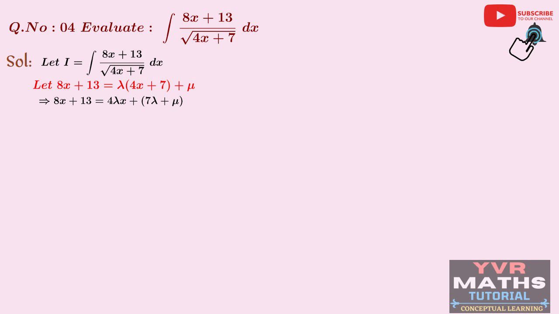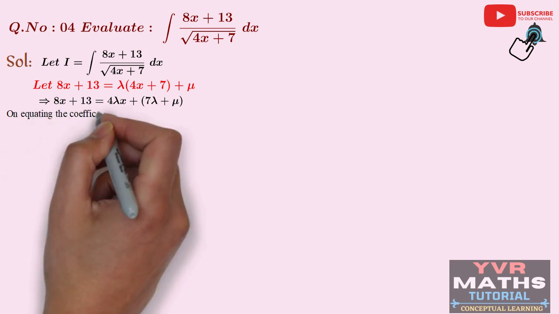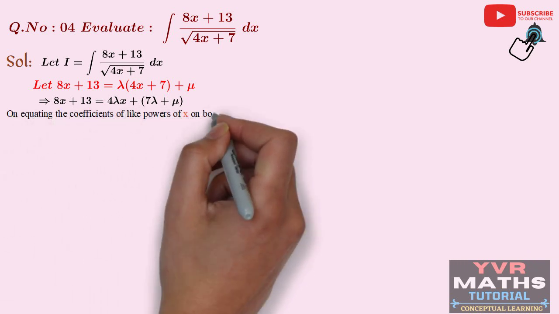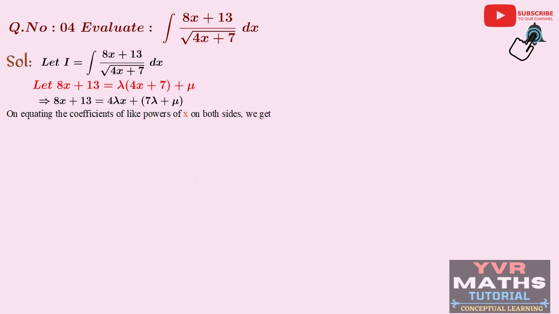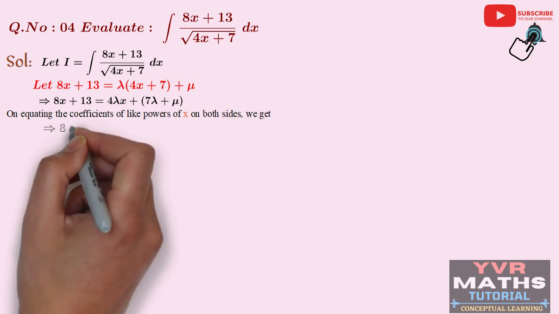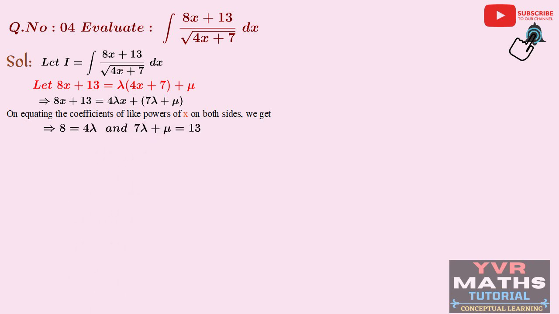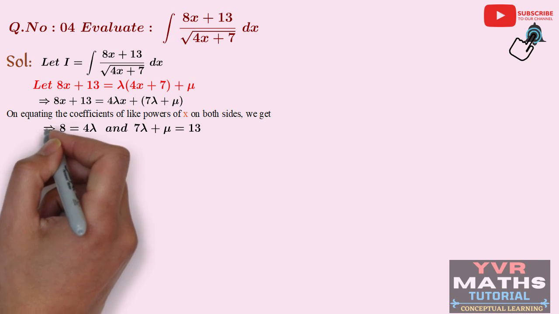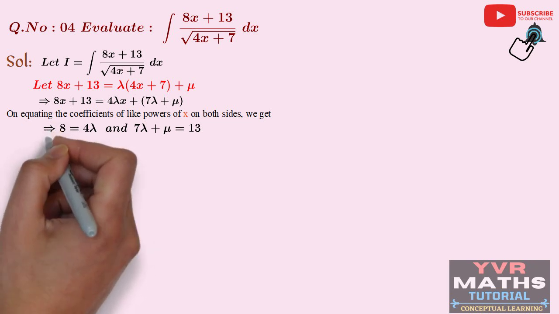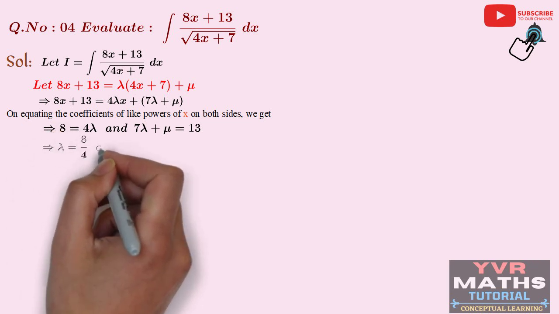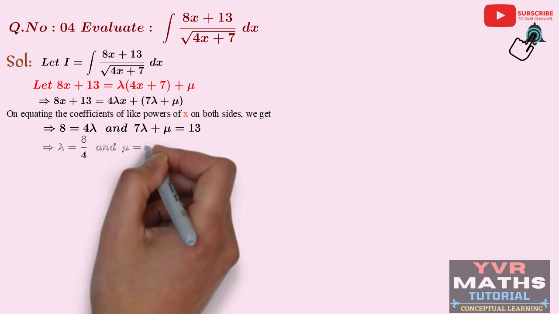Now what is the second step? In the second step, our target is to find the values of lambda and mu. On comparing the coefficients of like powers of x on both sides, we get 4 lambda = 8 and 7 lambda + mu = 13. What I did here is just compare the corresponding coefficients, that means the coefficient of x and the constant term from both sides. That implies lambda = 8 by 4 and mu = 13 minus 7 lambda.